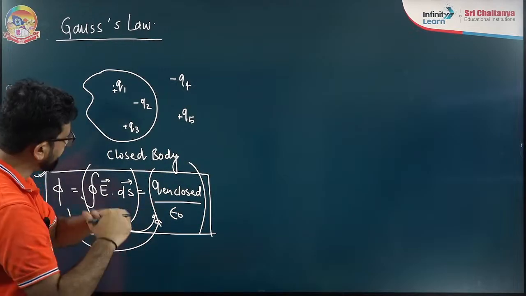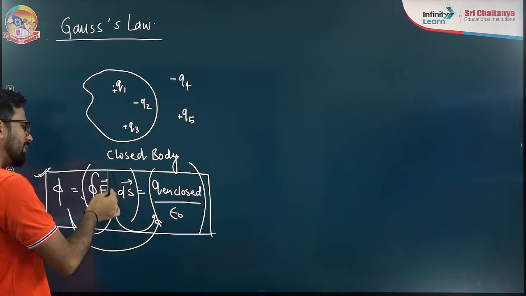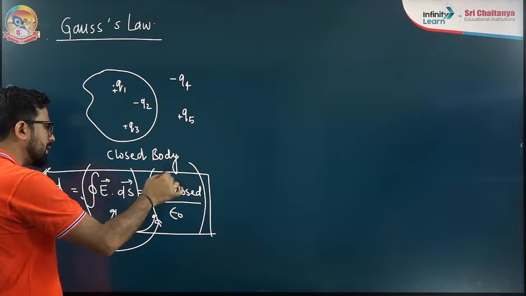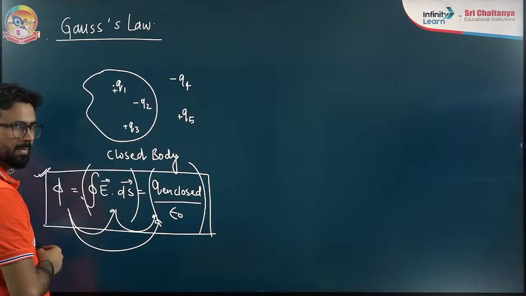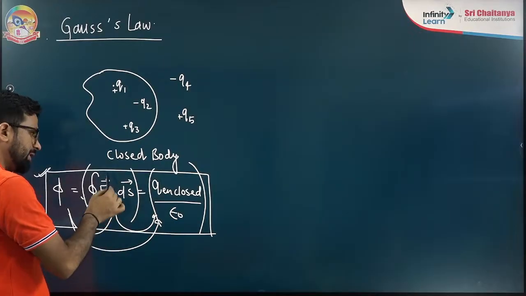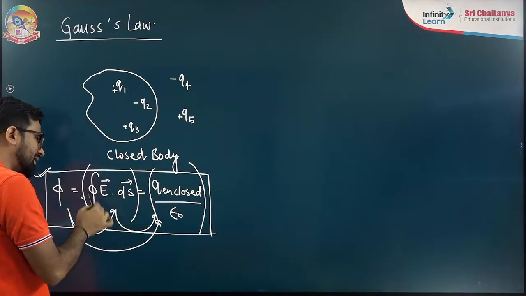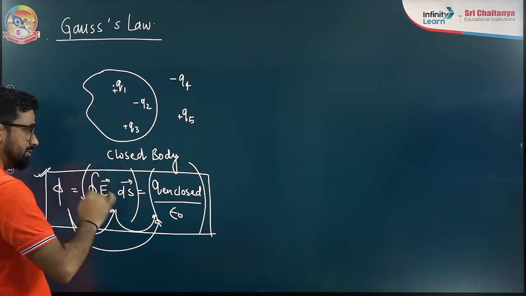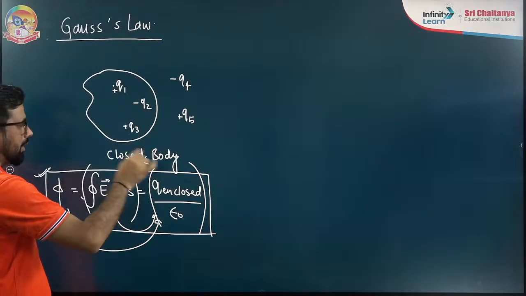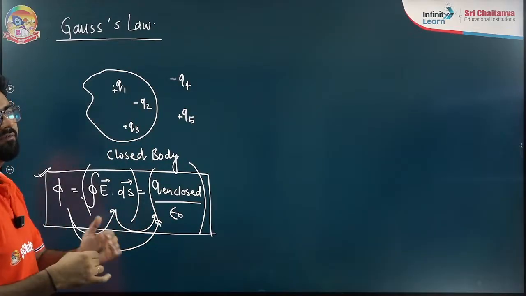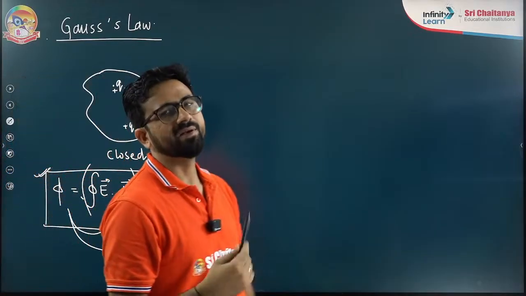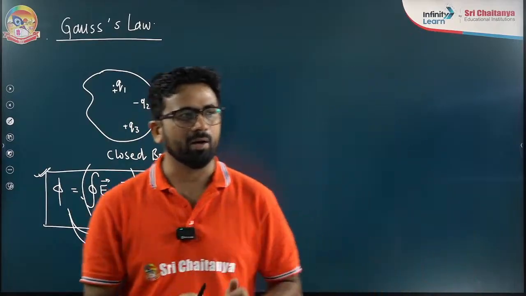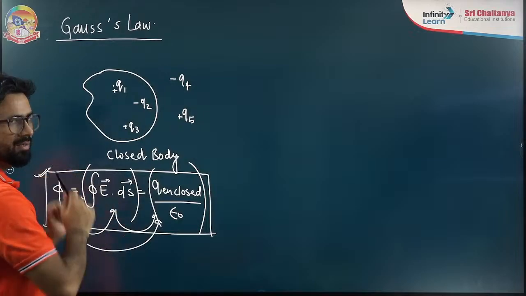What is the meaning? The meaning is very important. If you want to calculate the field, you can calculate it using this q enclosed. I am repeating again: using this q enclosed you can calculate the field. Understood? Now this is a very important law to calculate the field in many different places. We will see some applications with time, but right now I am just focusing on the very basic thing.